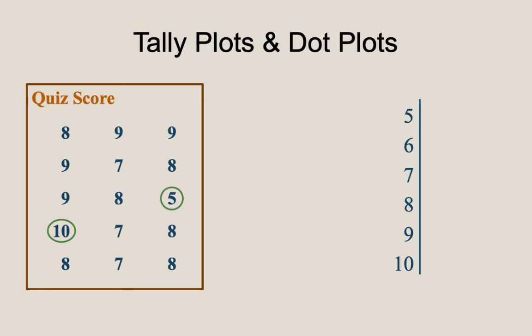Next, we will build the tally plot by placing a mark, or tally, next to the value as we observe it in the data set. 8 is the first value, and we will check it off as we mark it in the tally plot. Next, we have a 9, and another 9. Continuing, 9, 7, 8, 9, 8, 5, 10, 7, 8, 8, 7, 8, and that is all of the data.